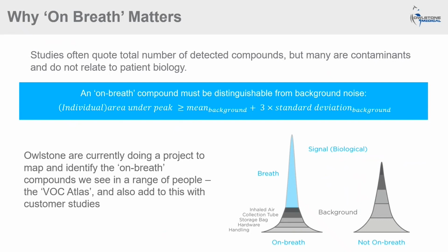And we define an on-breath compound to be 3 times standard deviation above the background. To ensure our breath biopsy HRAM library is populated with suitable VOCs that we have confidence could be good biomarkers, we're currently doing a project to map and identify VOCs that we consistently see as on breath in a healthy and diverse population. And we're adding to this with customer studies looking at disease patients. The VOCs that we're seeing as on breath are being added to this breath biopsy VOC library.